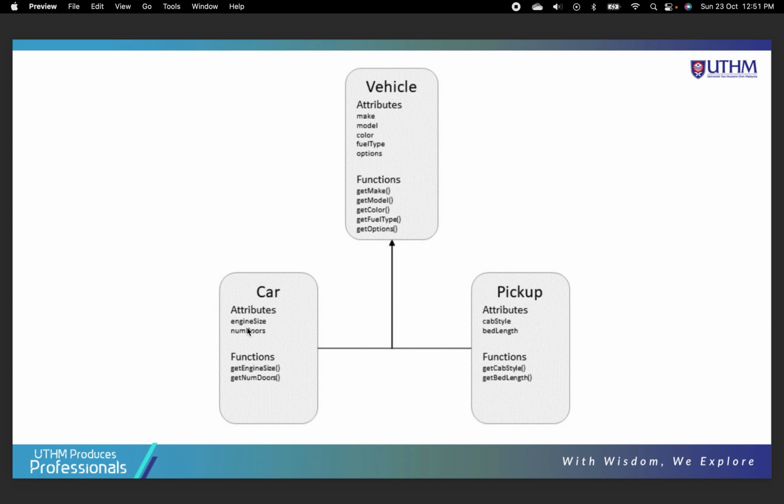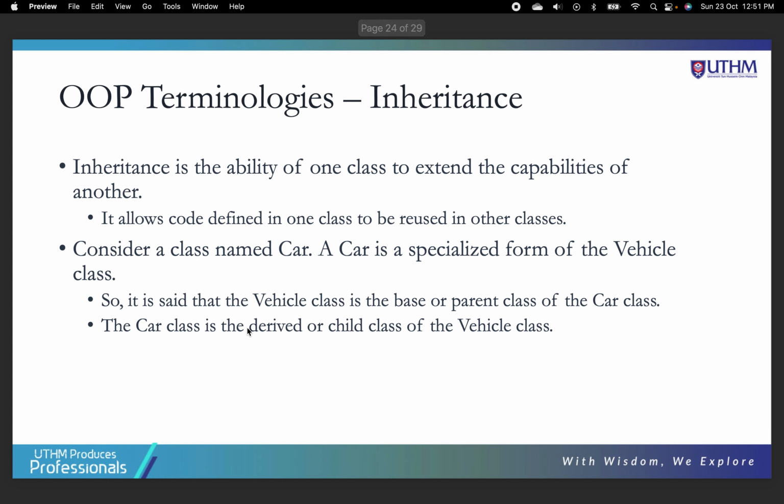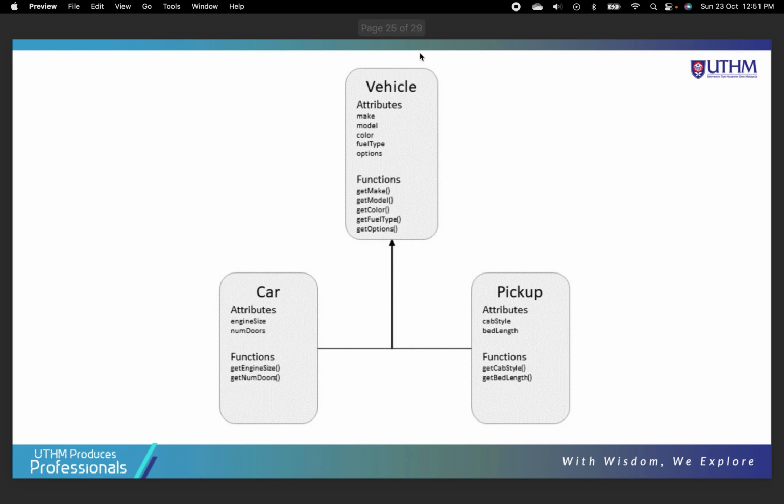If we notice over here, car only has two variables. So when we implement inheritance, it means that we allow our code to be reused from another class. We have written this class, vehicle, and later on we write another class, and we want to reuse whatever we have written over here. That is the concept of inheritance: we derive some of the attributes and functions from the parent class.